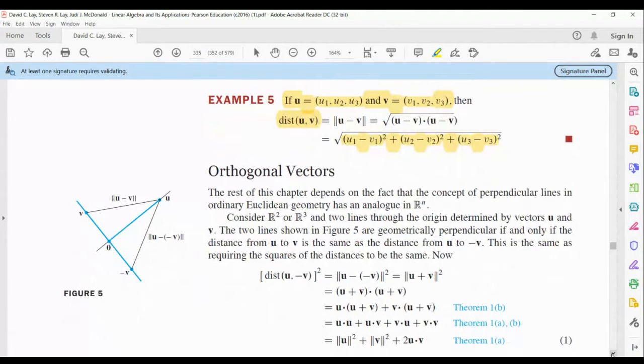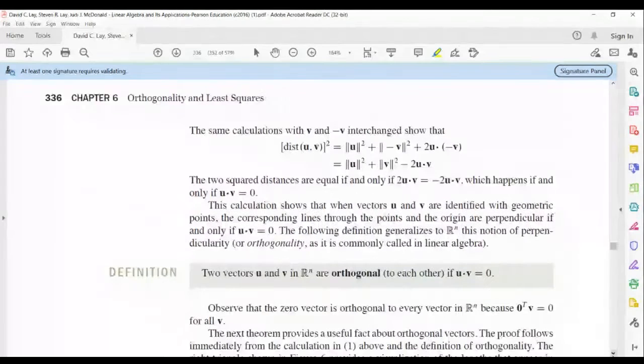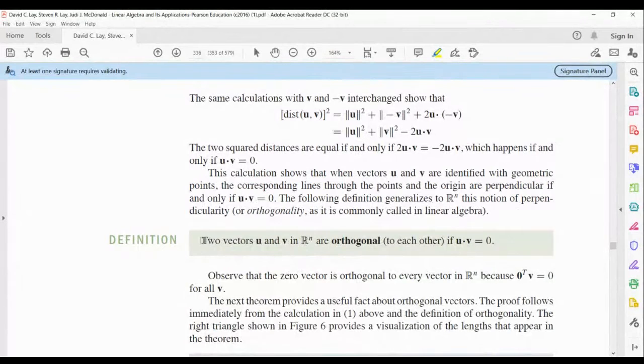Now, orthogonal vectors, orthogonal vectors. This is very important. Orthogonal vectors are vectors that are perpendicular to each other. It turns out that two vectors are orthogonal to each other if the dot product of u and v equals 0.